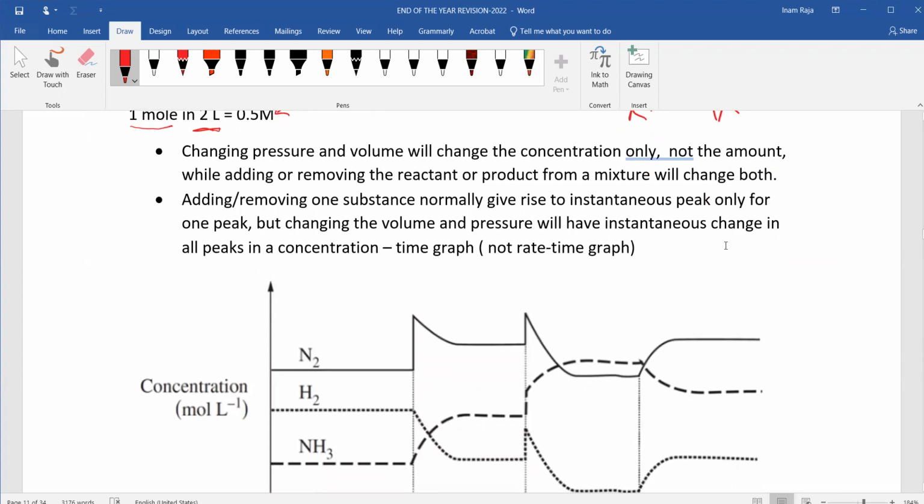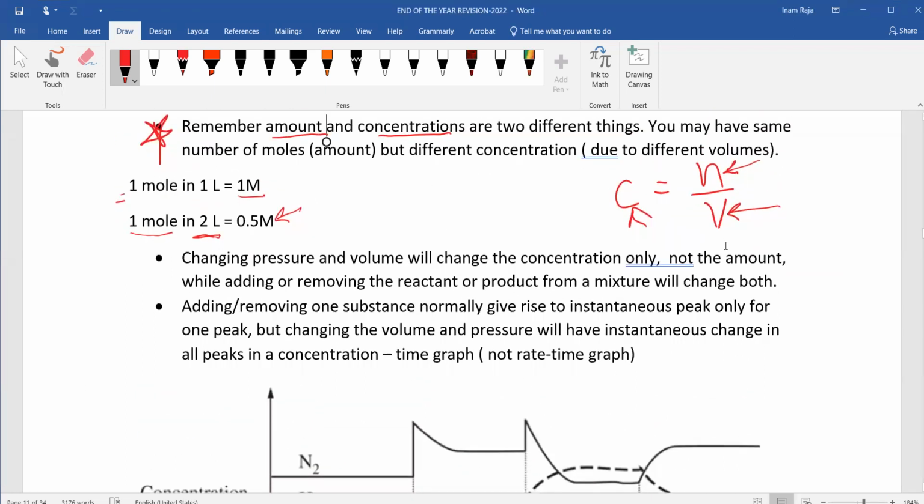Now, the second point is that changing the pressure and volume will change the concentration only, not the amount, like I said. If you increase the volume, for example from 1 liter to 2 liters, the concentration will decrease. If you decrease the volume, the concentration will increase. And volume can be decreased or increased by increasing or decreasing pressure. So changing the pressure and volume will change the concentration only, not the amount.